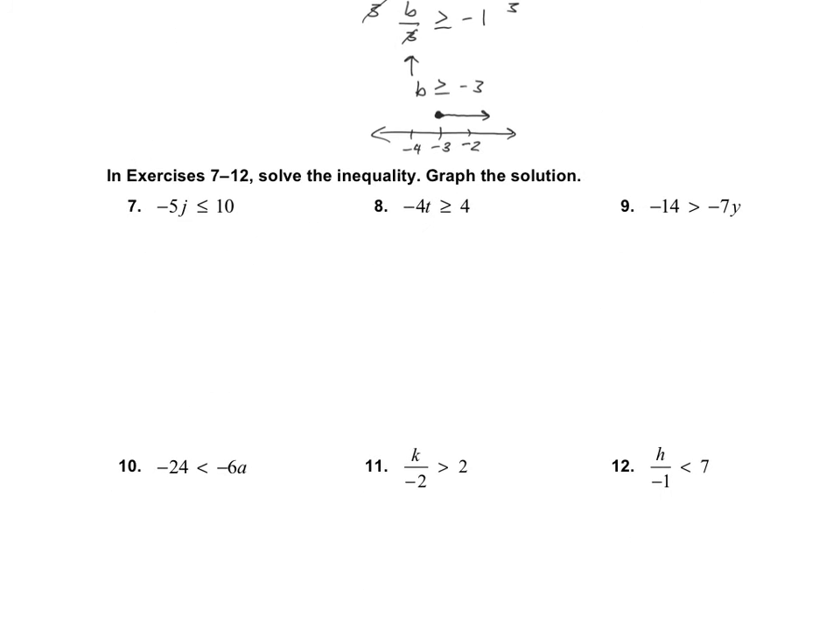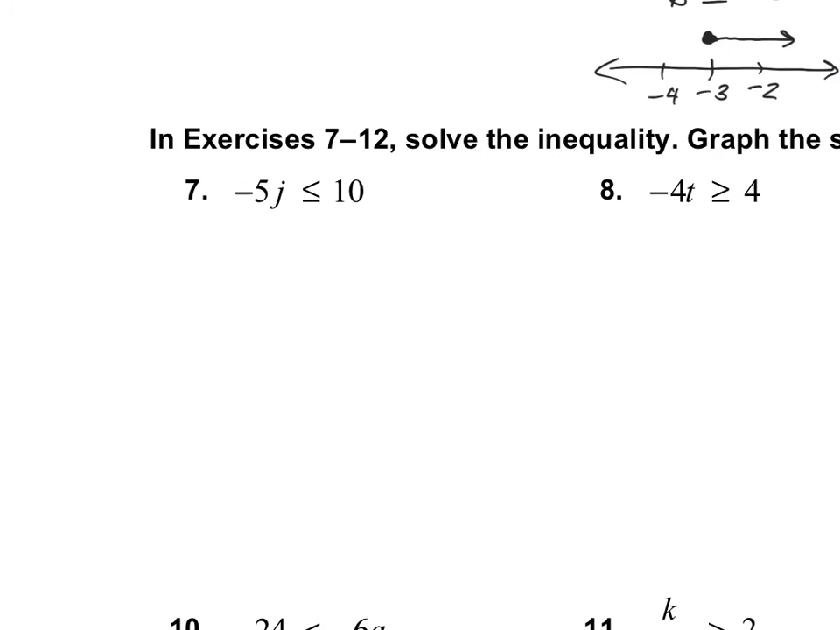The second set of problems are 7 through 12 that you have to do on your own. All right, so now you've got at least a hint on how to start this page. What we're going to do with number 7 is we're going to divide, but recognize, what am I going to divide by? Is the -5.